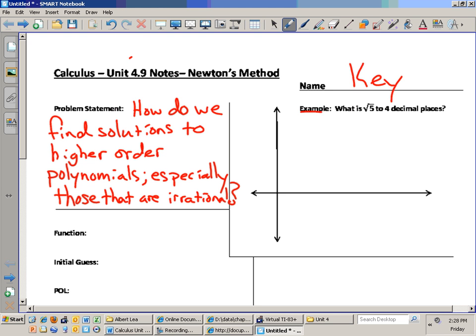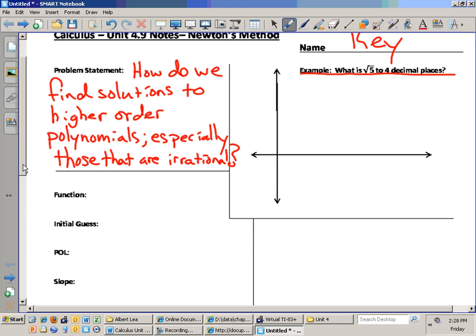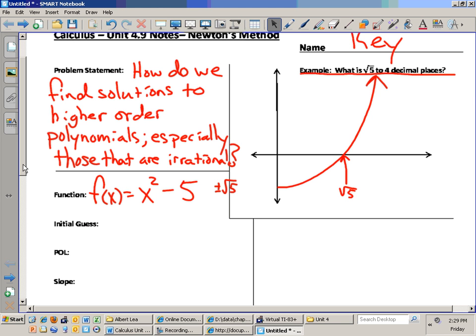Now, I want to look at this example. What if we want to find the square root of 5 to 4 decimal places? I think that people would agree that the function f of x is equal to x squared minus 5 has solutions at plus or minus the square root of 5. And if I draw that graph like so, it would cross right at the square root of 5. Now the square root of 5 sits between two numbers. It sits between the number 2 and the number 3.